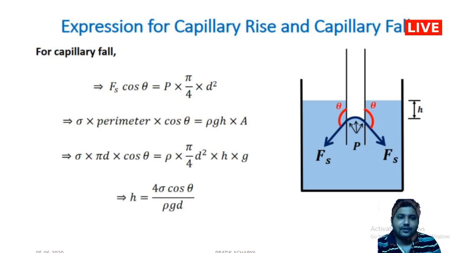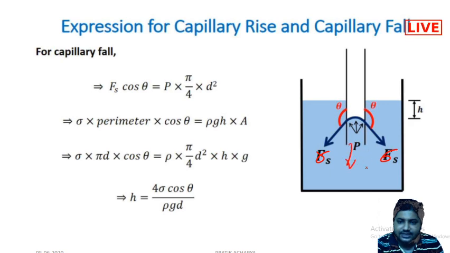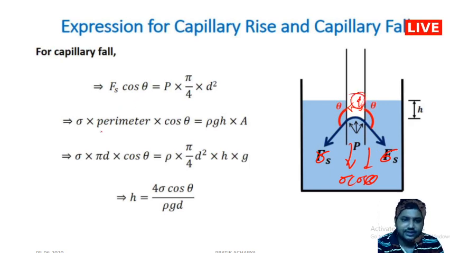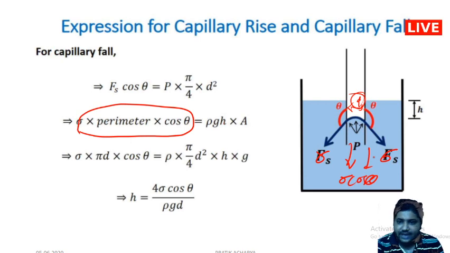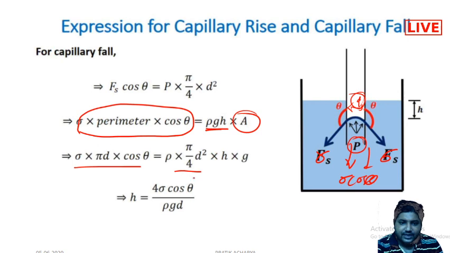So capillary flow, what will happen? With the same sigma, you take the component of this one, sigma cos theta, and the diameter is d. Sigma cos theta into perimeter balances the hydrostatic pressure force acting. What is the hydrostatic force? This is rho g h into the cross-sectional area. So sigma pi d cos theta equals rho g h into pi by 4 d square. So h comes out to be this.